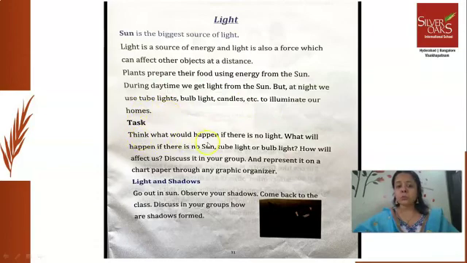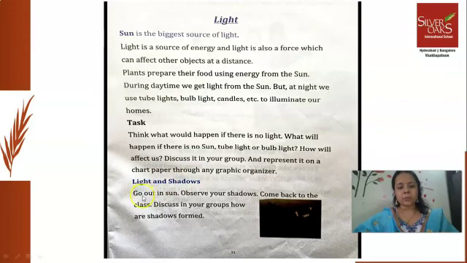Task. Think. What would happen if there is no light? What will happen if there is no sun, tube light or bulb light? How will it affect us? Discuss it in your group. So now you are at home. You can't discuss in your group, right? Because you are not sitting with your friends. You can discuss it with your parents or with your friends over phone. Okay? And represent it on a chart paper through any graphic organizer.